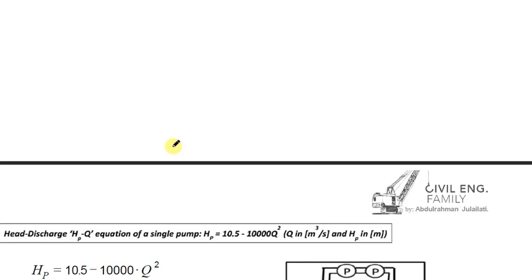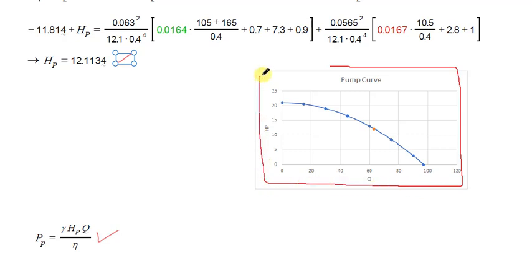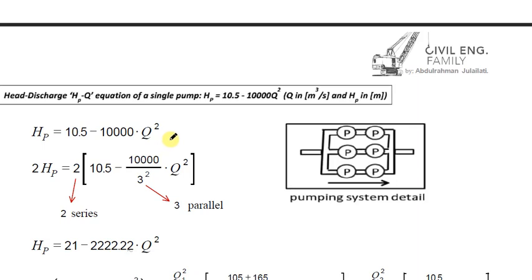But what I want to show you is that sometimes drawing this chart takes time in the exam, because you will have a millimetric paper with all the lines and so on. So it's not easy. We can solve by equation. The aim of this example is to show you the equation. So here we said we have 2 in series and 3 in parallel.